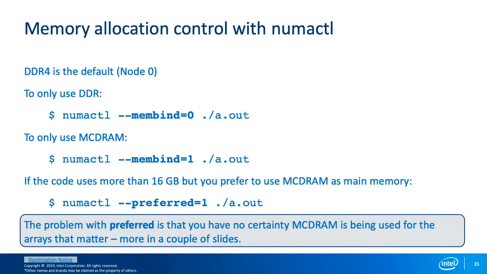But that takes a little bit more work because first, you need to be aware of which data structures are using most of your bandwidth, and then you need to modify your code to include memkind.